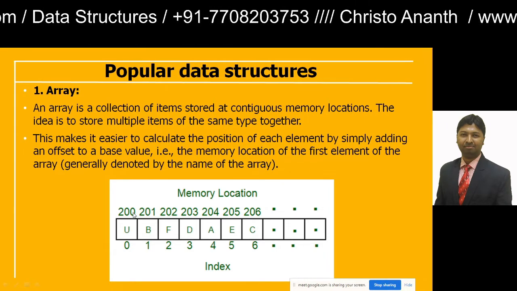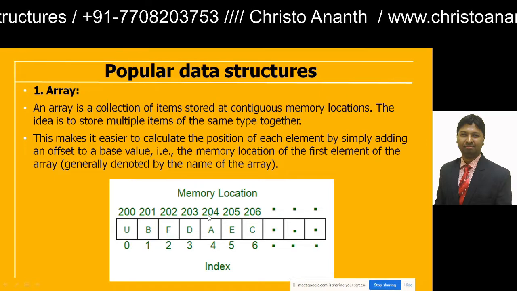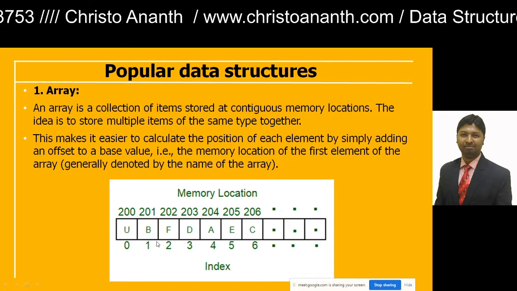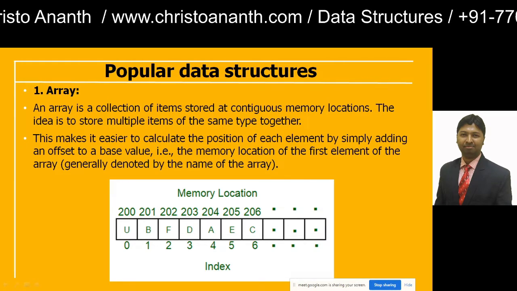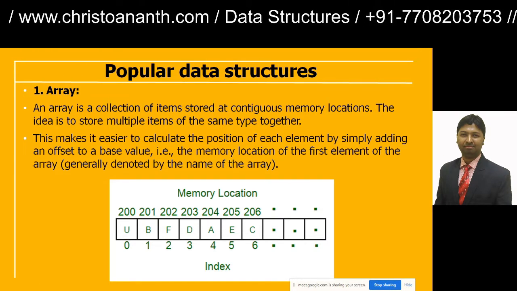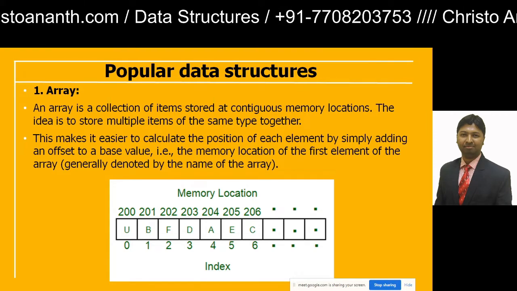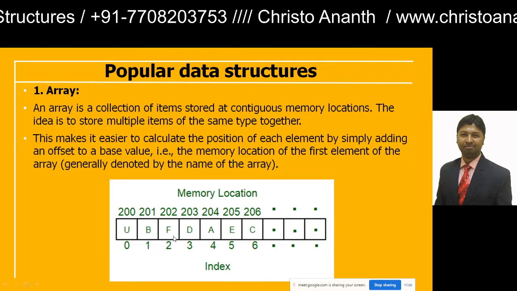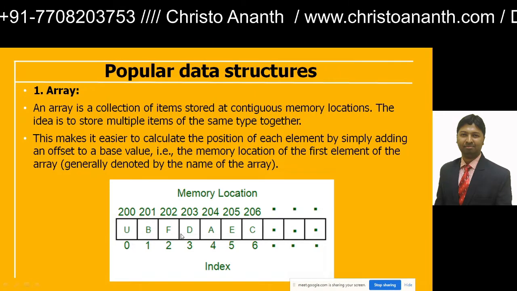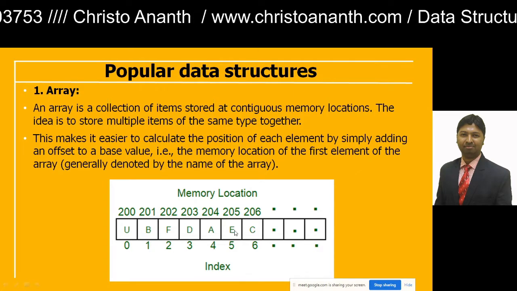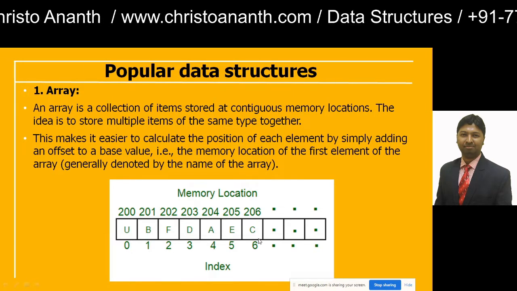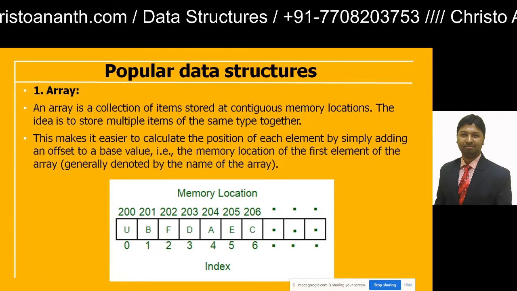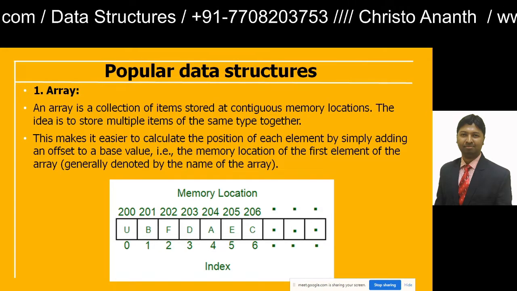So we allocate 200, 201, 202, 203, 204, 205, 206, and so on. Which means we are adding an offset to the base value, which is nothing but the memory location of the first element of the array. Okay, so it's actually the name of the array. It can be U of 0, B of 1, F of 2, D of 3, A of 4, E of 5, and C of 6. So this is how you categorize an array. A of 0, A of 1, A of 2, A of 3, and so on.